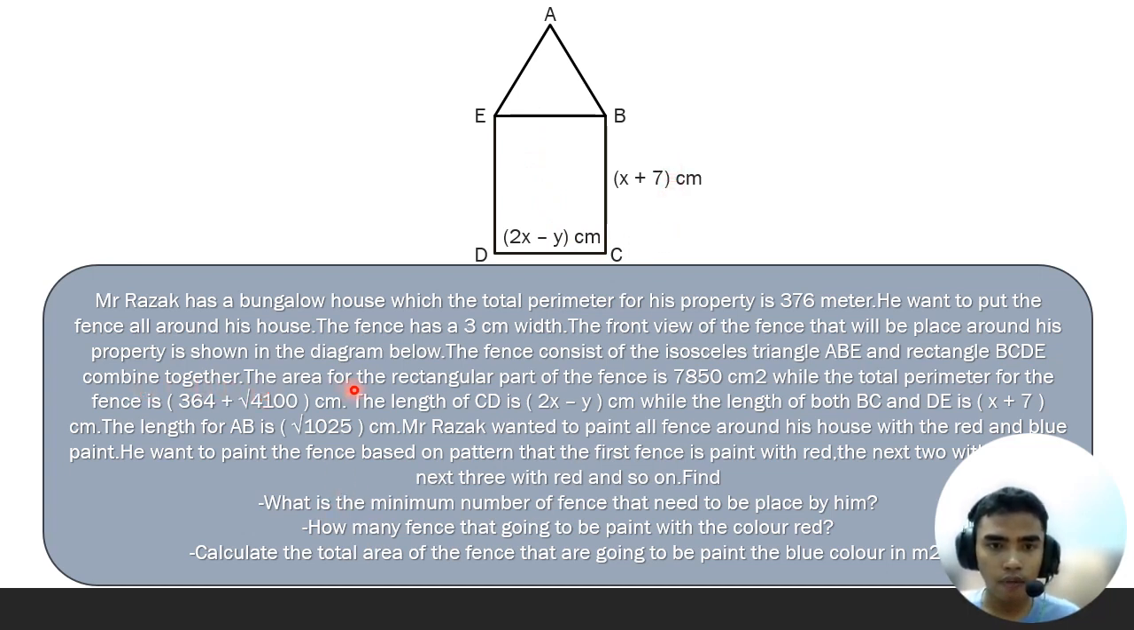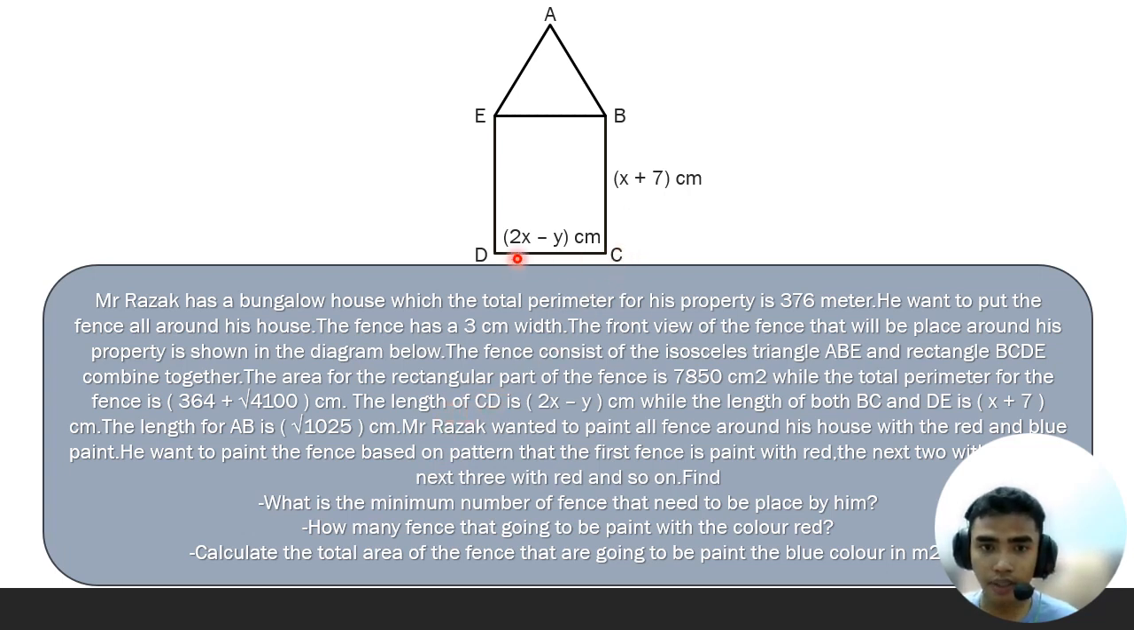The area for the rectangular part of the fence is 7,850 centimeters squared. This is the area of the rectangle only, not plus the triangle. While the total perimeter, not the area, for all of this fence, which I am pointing at with my laser pen, is in brackets 364 plus 4,100 centimeters.